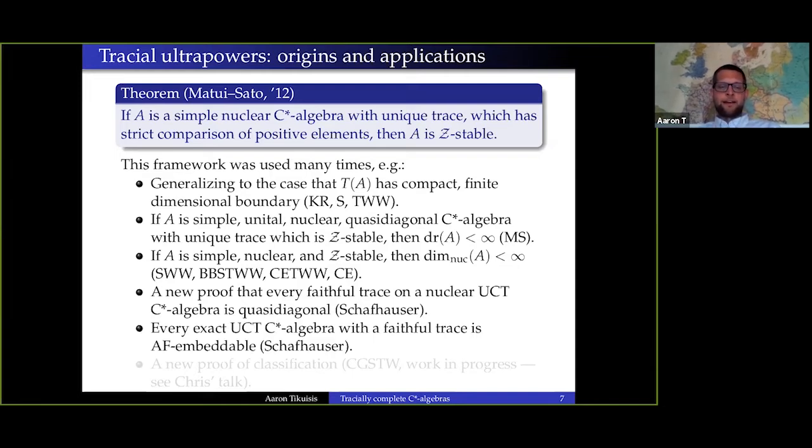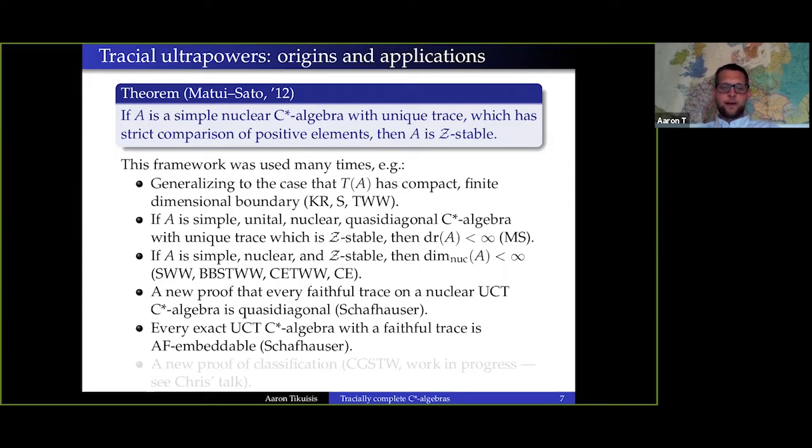Okay, and then Chris also proved that every exact UCT C-star algebra with a faithful trace embeds into, well, I said an AF algebra, really a simple unital AF algebra. Very striking result, which he did fairly recently.